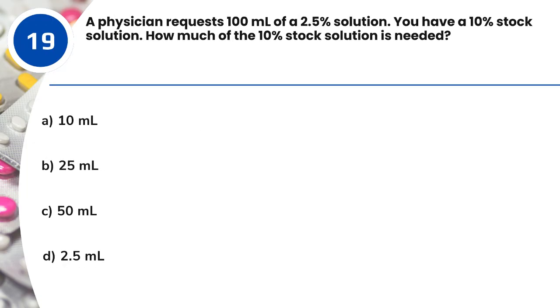Question 19. A physician requests 100 milliliters of a 2.5% solution. You have a 10% stock solution. How much of the 10% stock solution is needed? A. 10 milliliters. B. 25 milliliters. C. 50 milliliters. D. 2.5 ml.